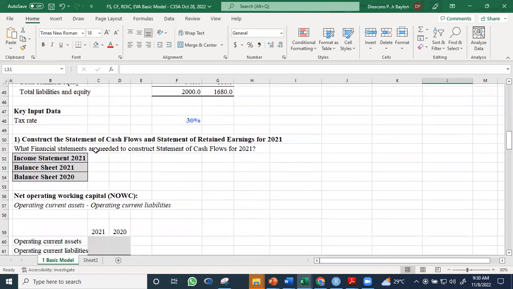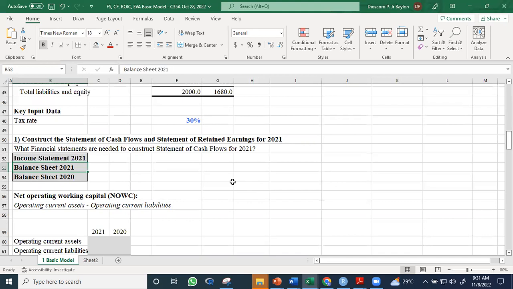All right, so it's important for us to have the references or the materials needed in order to construct the statement of cash flows. So what statements do we need? We need, first of all, the income statement of 2021, the current year, and then the balance sheets of 2021 and the balance sheet of 2020. So we need both the balance sheet of the current year and the previous year in order to construct the statement of cash flows and also the income statement.